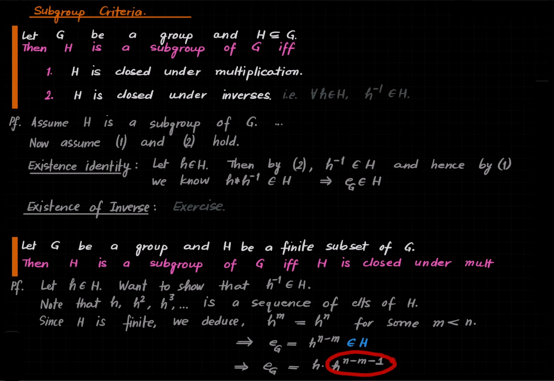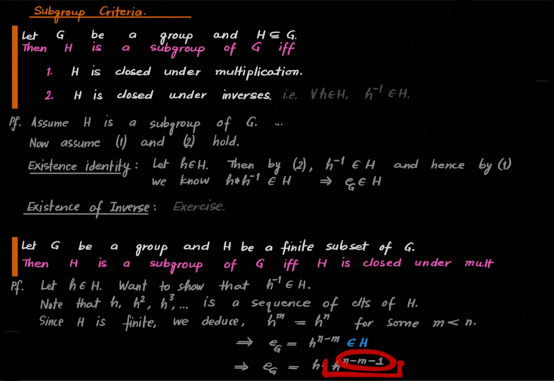Inverse of h is this guy, and yeah, so this thing could be 0. That is one case that we need to deal with. If this is positive, this is either 0 or positive. If this is a positive integer, then this guy is an element of h.